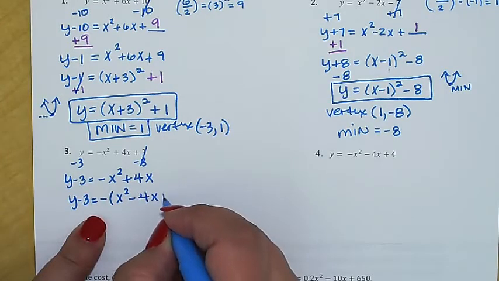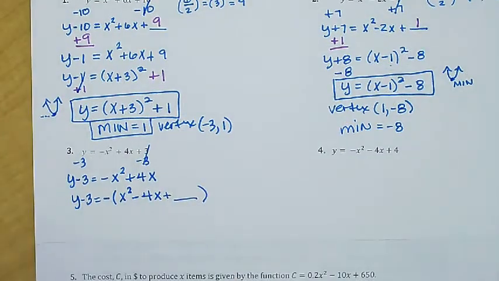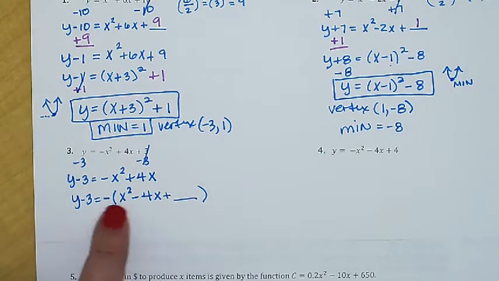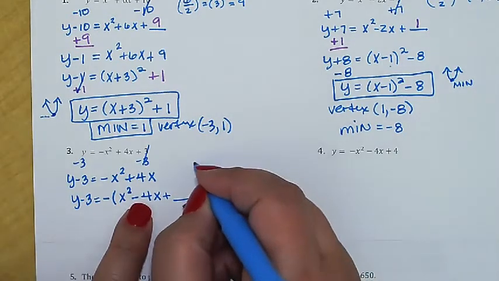And in here is where I'm going to complete the square, okay? Now this part's going to be pretty normal, so I factored out that negative so I wouldn't have to deal with it. I now have this trinomial, and this is where I'm going to complete the square.